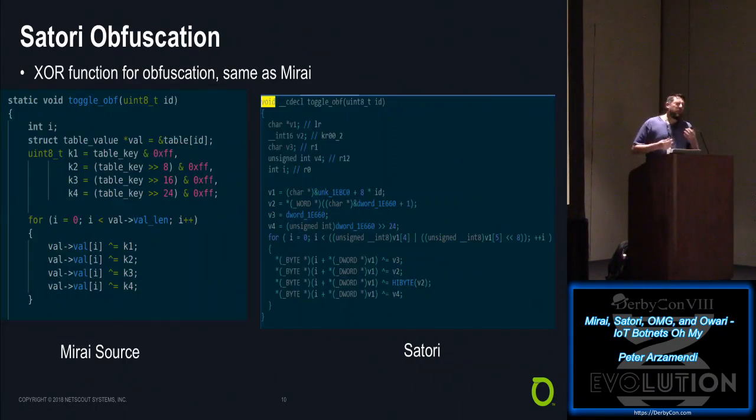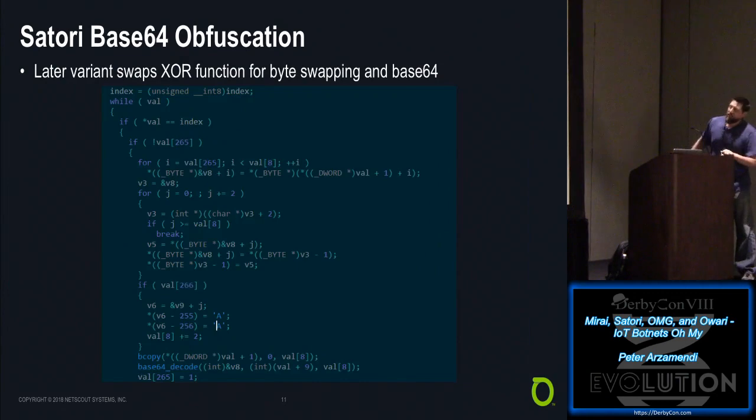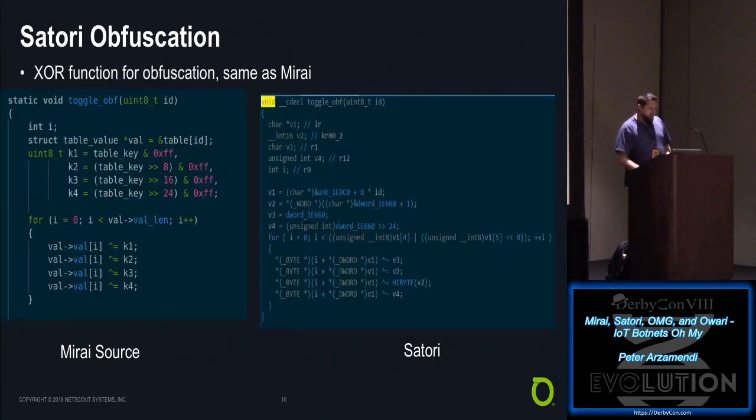Now, I talked about how Satori and Mirai obfuscate their information. We can see that they both leverage the same function. The original Mirai source had this XOR function here. And if you look at the previous table, we see that was the key that was used when the source was released. That key is what's used to obfuscate each of those table settings.